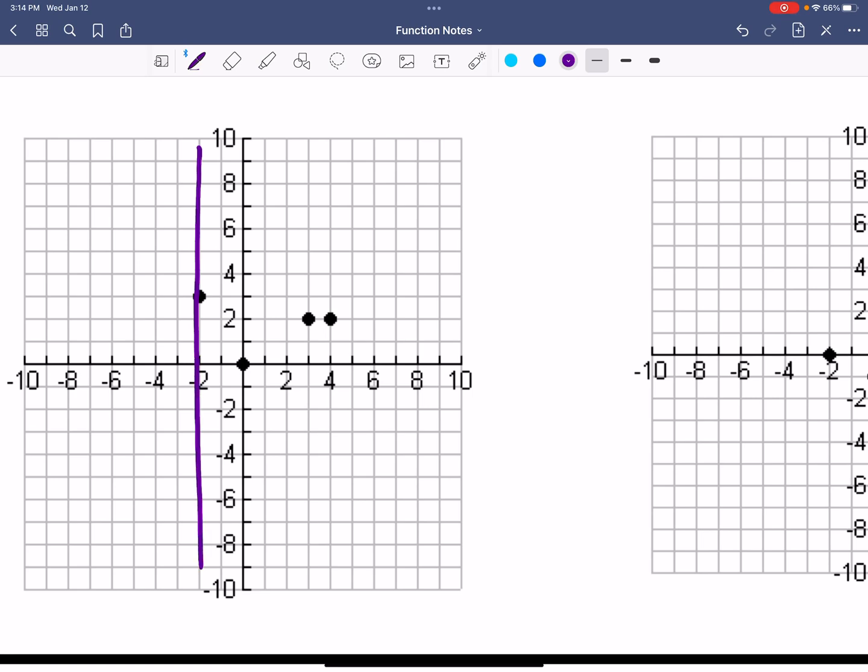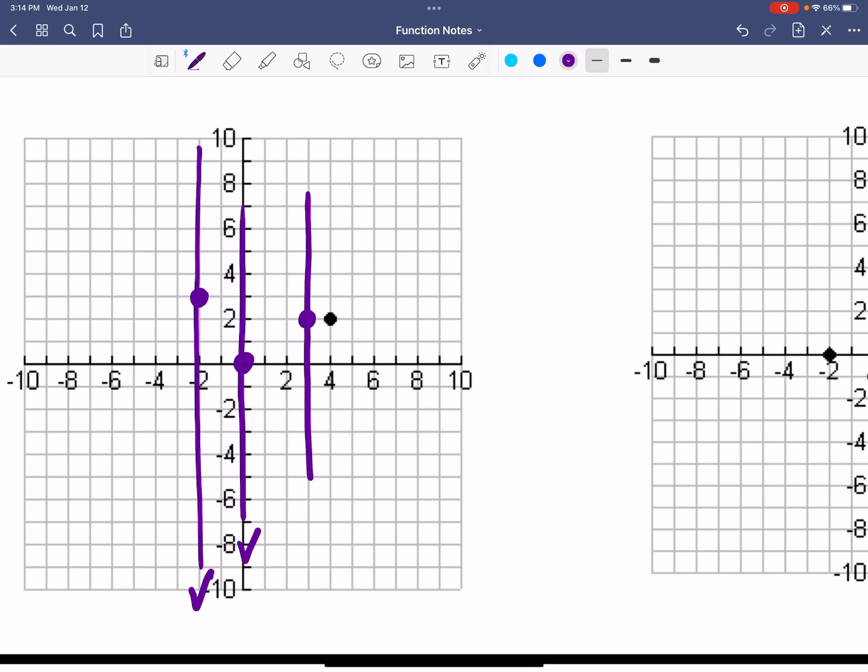Now, since this is a scatter plot, here I see it only goes through one point. So this passes the vertical line test. I look at the next point. I draw a vertical line. I see it only passes through one point. Again, I draw a vertical line.